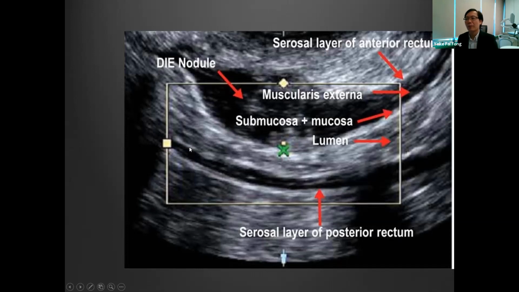So this is a patient with bowel prep. Sometimes in order to do the scan properly, we have to bowel prep the patient so that it's clean of feces, fecal matter. Then you can actually see the whole segment of the rectum.